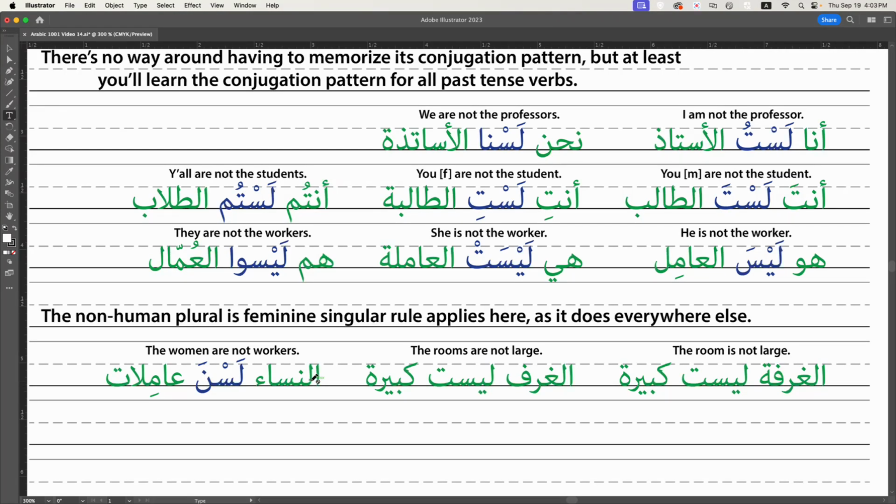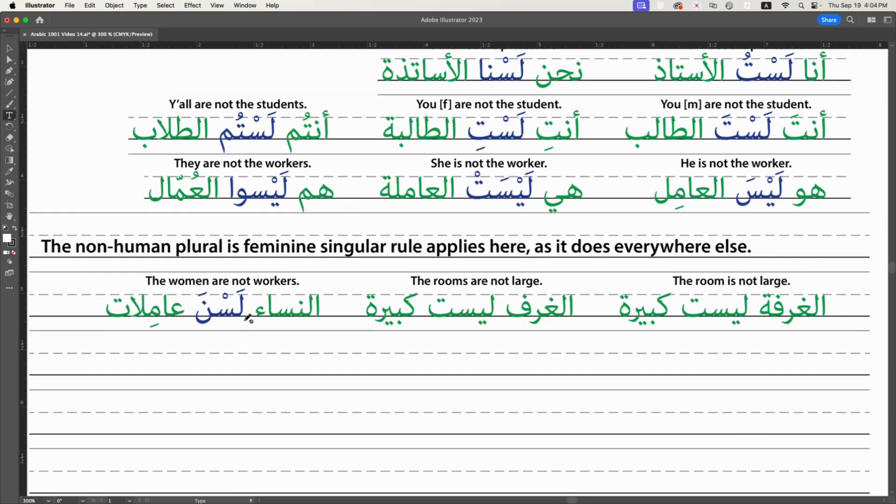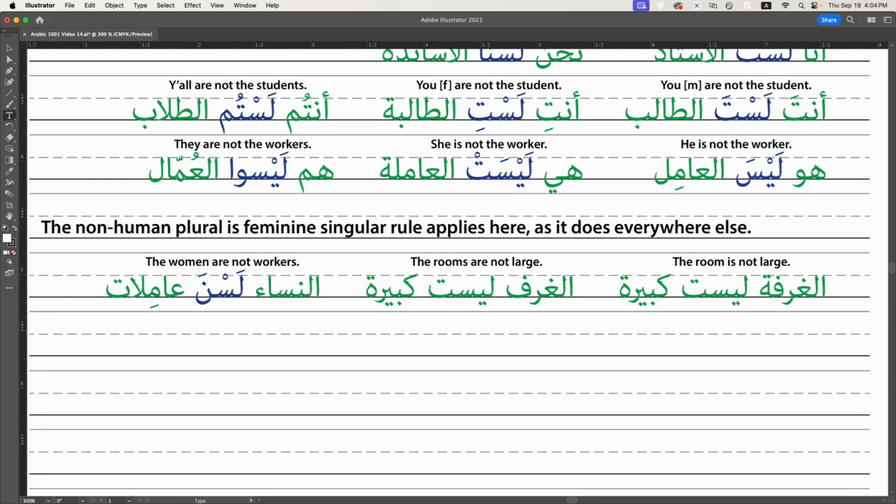If we're going to have a group of women here, we can say an-nisa lasna amilat. So amila becomes amilat. So lesna is the 9th one you have to learn. I lied earlier. There's 9, not 8. So lesna is the human female plural one. And I'm also skipping the you all female plural and the various dual ones here as well in an effort to keep this a tiny bit less complicated than it actually is.